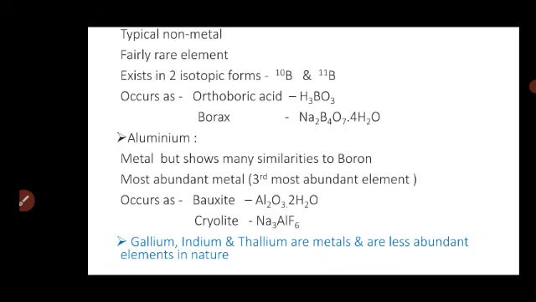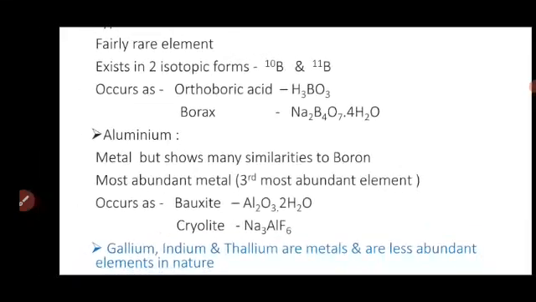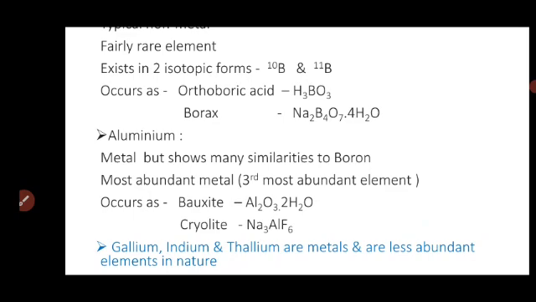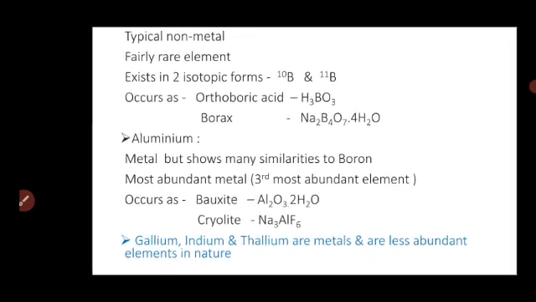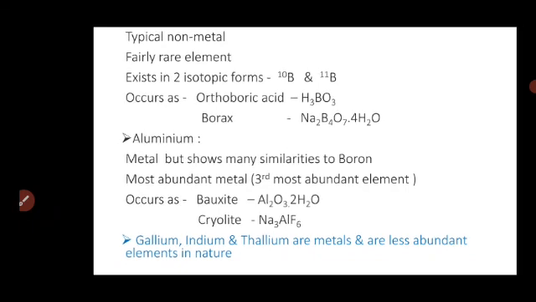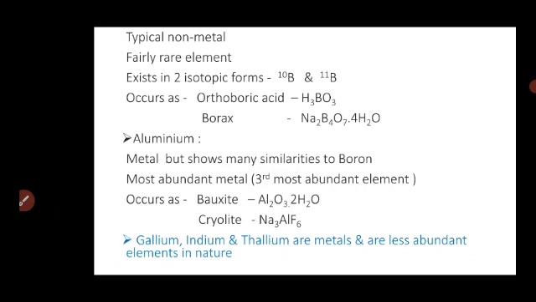Okay, now let us see the next element, that is aluminium. So this is a metal, but it even shows some similarities to boron, meaning it behaves like a non-metal also, which we call a metalloid. Then this is the most abundant metal. Abundant means what? Which we get in maximum quantity in Earth's crust. That is called abundant.